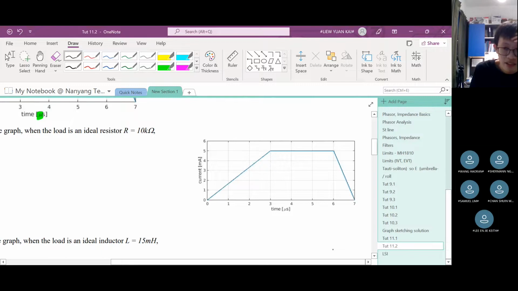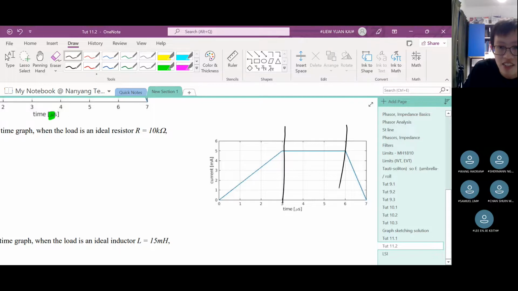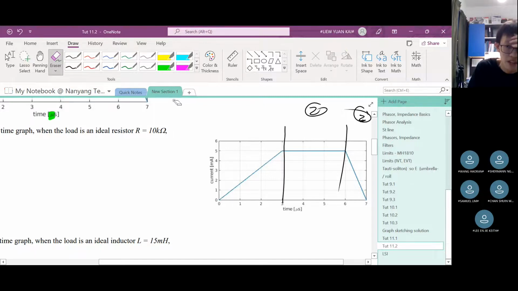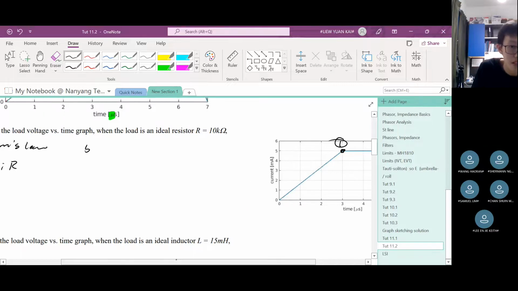So here's the current versus time graph, and this is acting through a resistor. What we need to do is look at the points of interest and multiply them by R. Some points of interest are the segments. You can see that there are clearly 3 segments, 1 here, 2 here, 3 here. At the endpoints of the segments, we multiply by R so that we get the coordinates and then plot them. Here, at number 1, the current is 5 milliamperes. Let me prepare my solution.